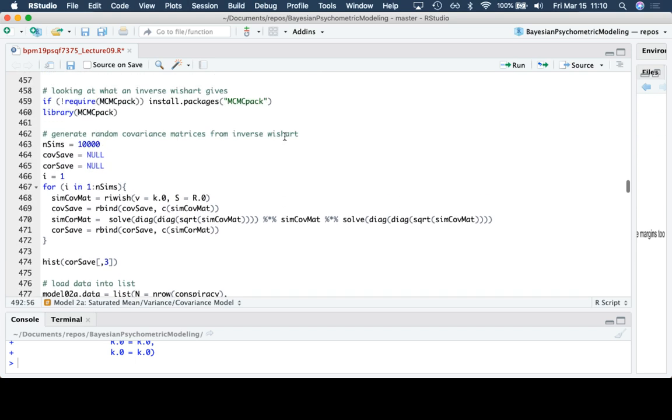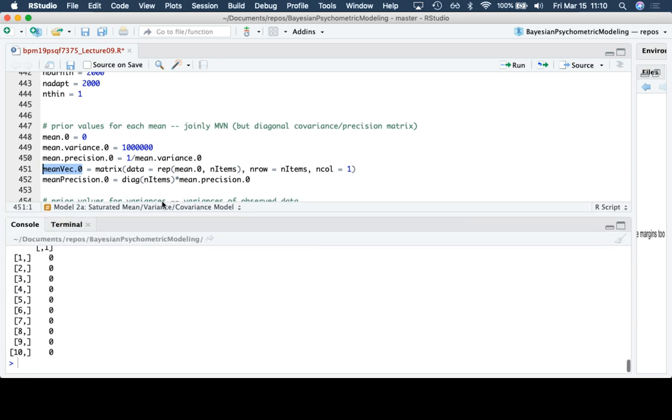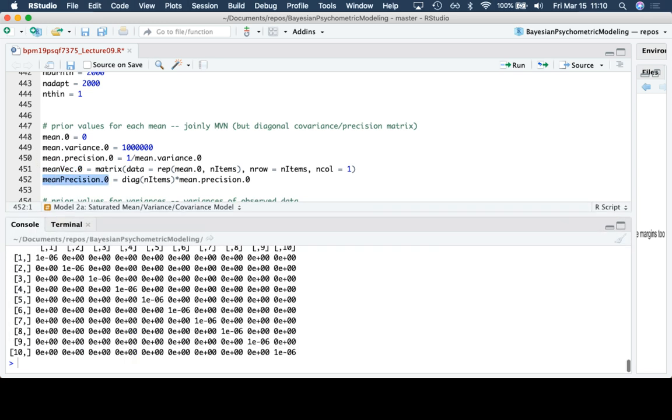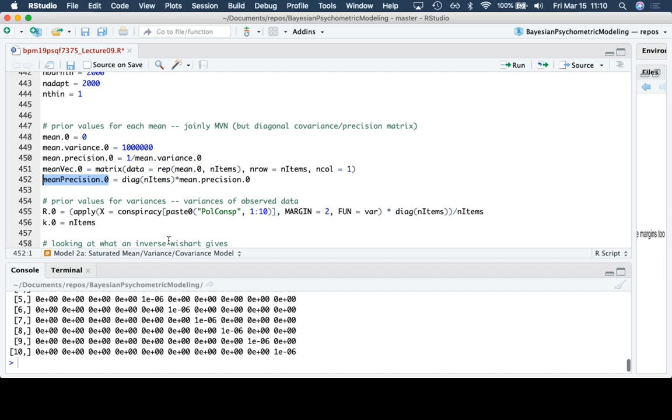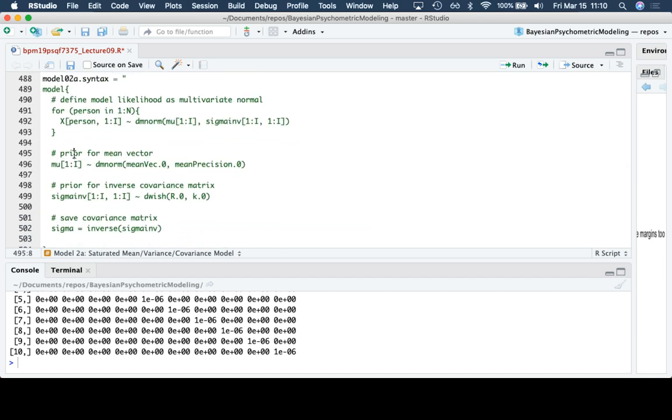So for our mean parameters, we're going to say that the prior mean was 0, the prior variance was 1,000,000. What I ended up doing with all this syntax right here is we have a mean vector with a bunch of zeros, and we have a mean precision that's 1 over that. It's a diagonal matrix. Okay. And then we have to put priors on.